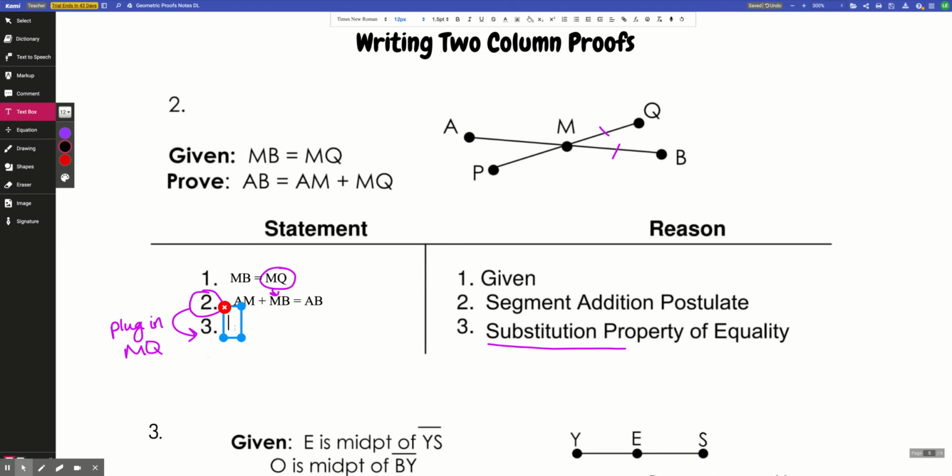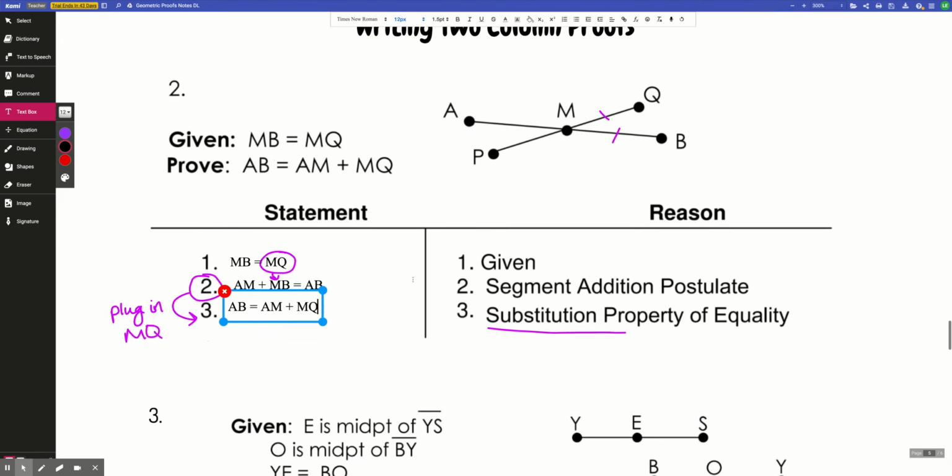So now what's great about this is I can just write my proof statement exactly as it's written. AB equals AM plus MQ. I took MQ and plugged it in where MB used to be in order to get my proof statement. So one of the things that's nice about proofs is that you have your starting point and your ending point given to you at the start. So if you have a short proof like this, you don't have too much to fill in the middle, which is kind of nice.